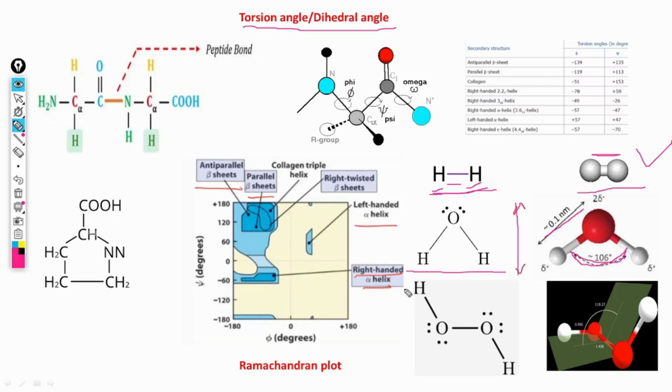For example, in H2O2, or hydrogen peroxide, here is one angle, here another angle, and here are the bond lengths, here and here. That means many factors are involved. That's why they are present in three-dimensional space. For example, this angle is called the torsion, and this angle is called the dihedral angle. So these angles are called the torsion angle and the dihedral angle.